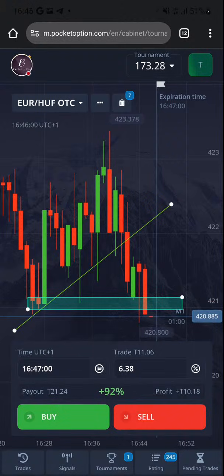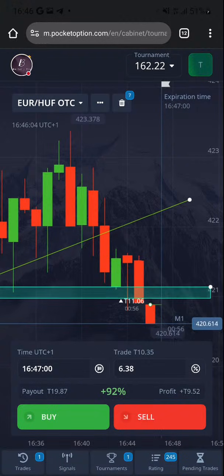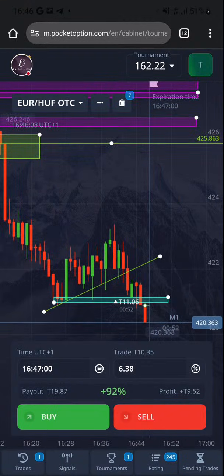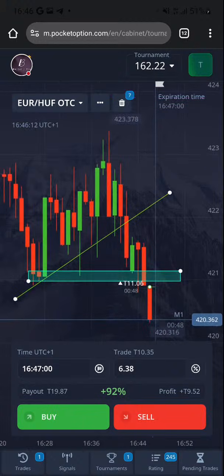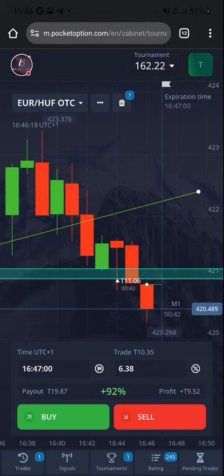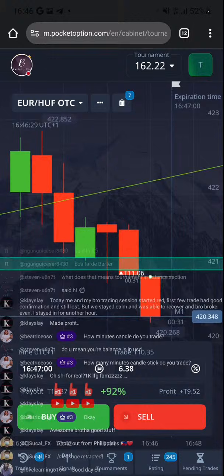Let's go with the buyers. I'm expecting a green candle, but these sellers just push into the markets, and I don't understand what they're doing. If it comes down to this round number, this 420, I'm going to take one more trade. I'm expecting the buyers to come in, and they are just chilling.